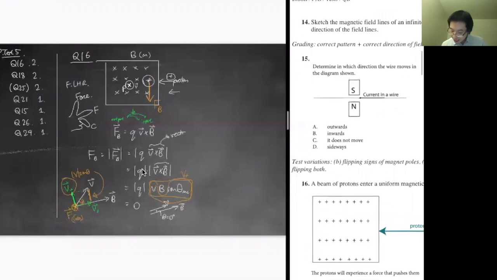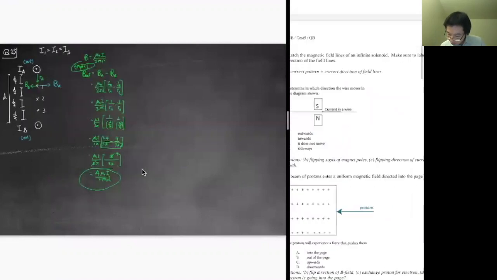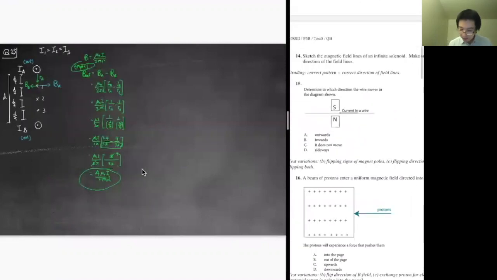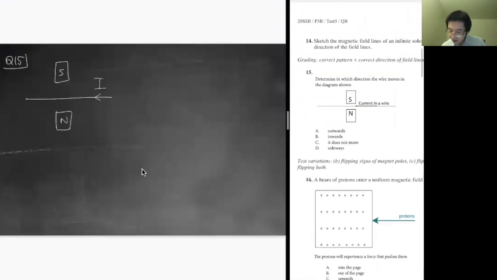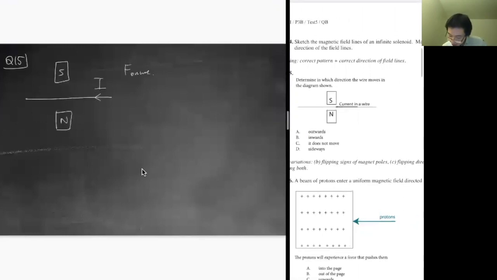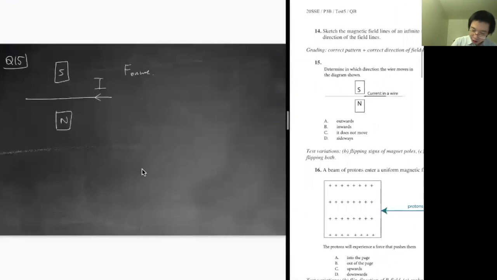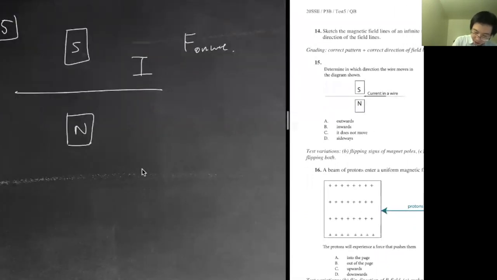Is there a particular variation you want me to do, A, B, or C, while I write out the problem? I need to find which direction the wire would move. Direction basically means the force on the wire. Part D, okay, good. D is asking for flipping both, so we'll flip this and flip this, north to south. Okay, so I'm doing D.